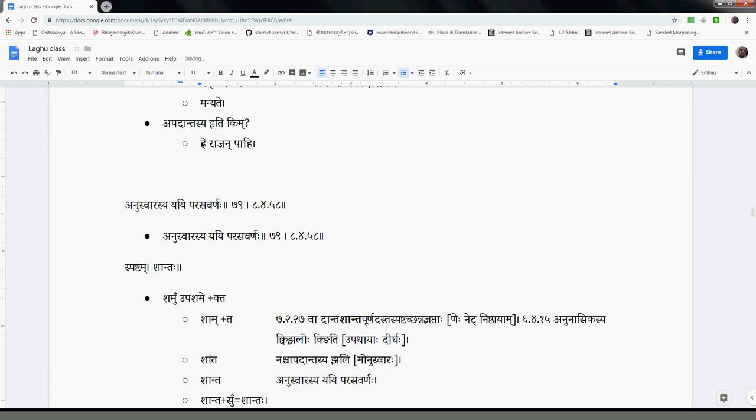Hey Rajan Pahi. Pahi is Lot Lakara Madhya Purusha Ekvachana. Please protect. Please protect. Whom? Anyone. Me, basically Pahi. Protect. Please protect. O Rajan, Sambodhana. O Raja, O King, please protect. Now when he is asking for protection, that time this Rajan, Sambodhana, Nakara is a Padanta Nakara.